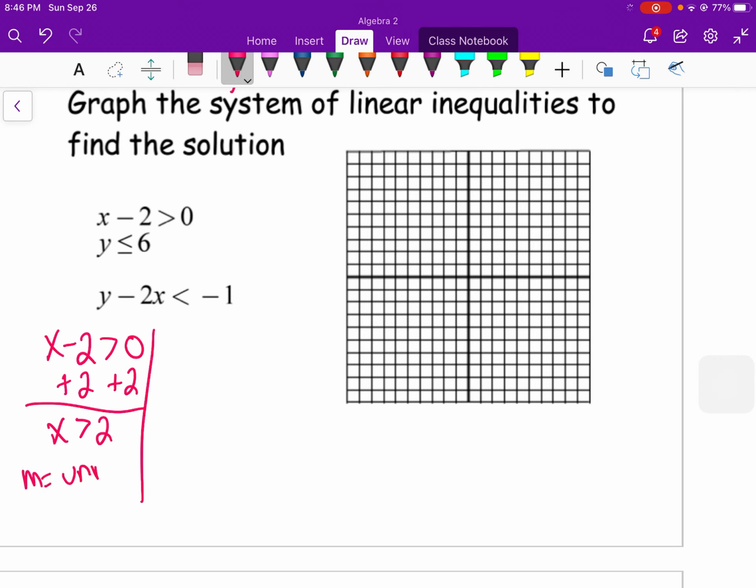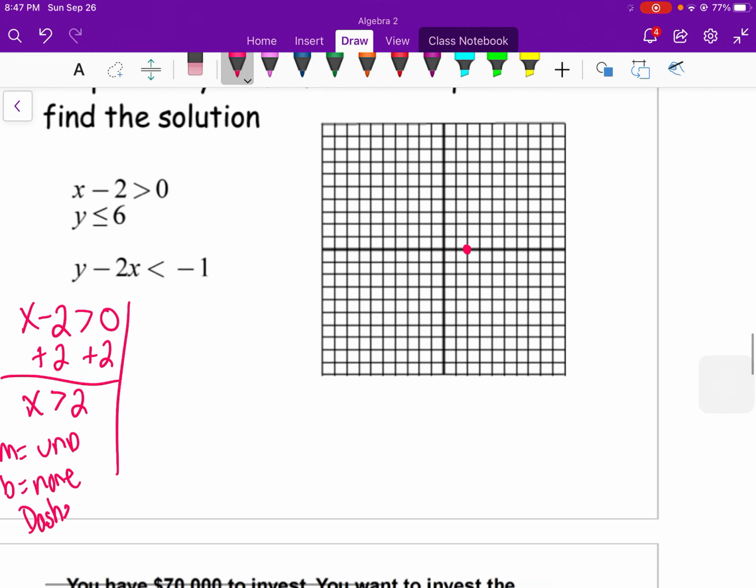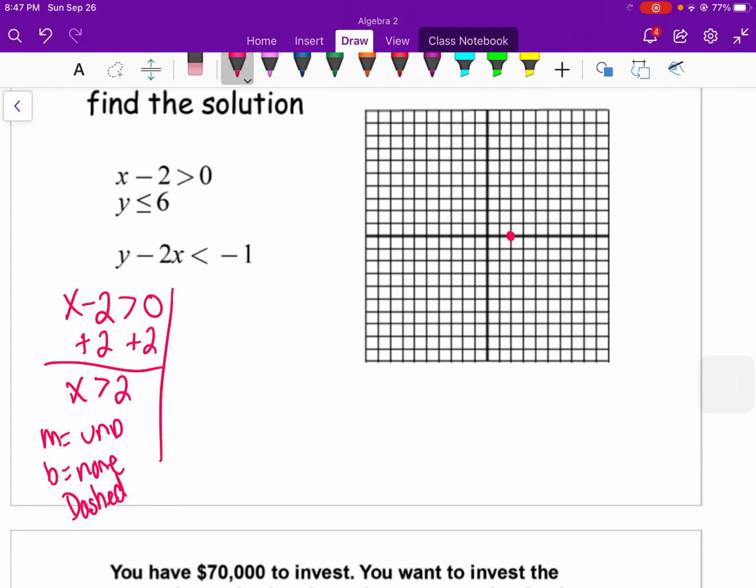This is one where your slope is undefined and there is no y-intercept because it is a vertical line. X equals 2 is right here. This is going to be dashed because it is just greater than, so not equal to 2, just bigger than 2. And all the values of x that are bigger than 2 are going to be to the right. So we're going to make a dashed line at 2, and then we're going to be shading to the right for this one.